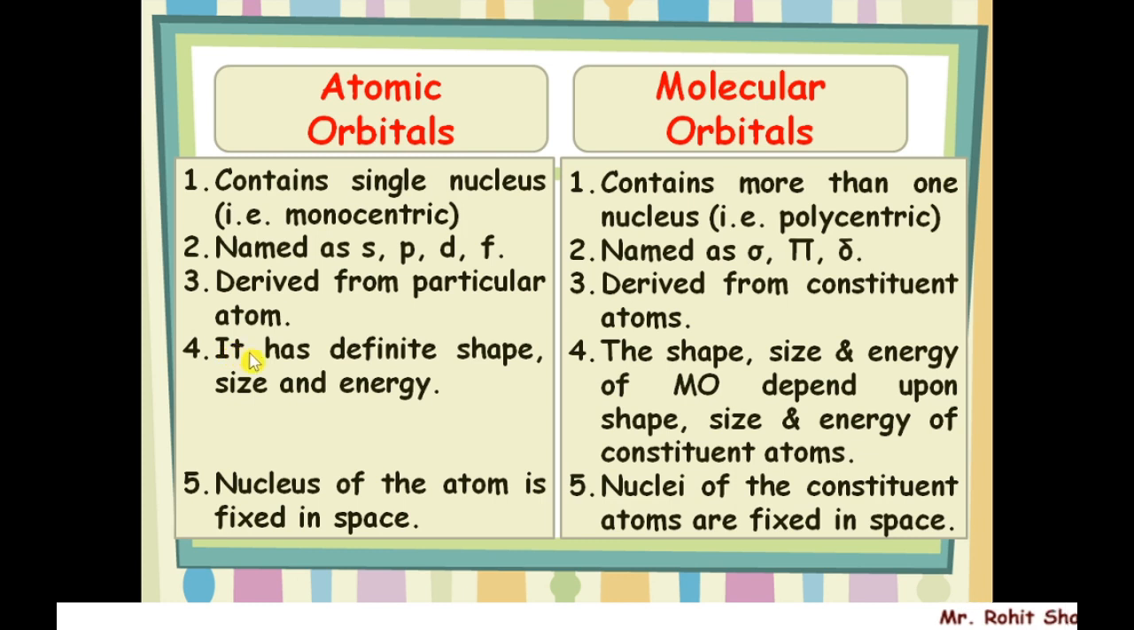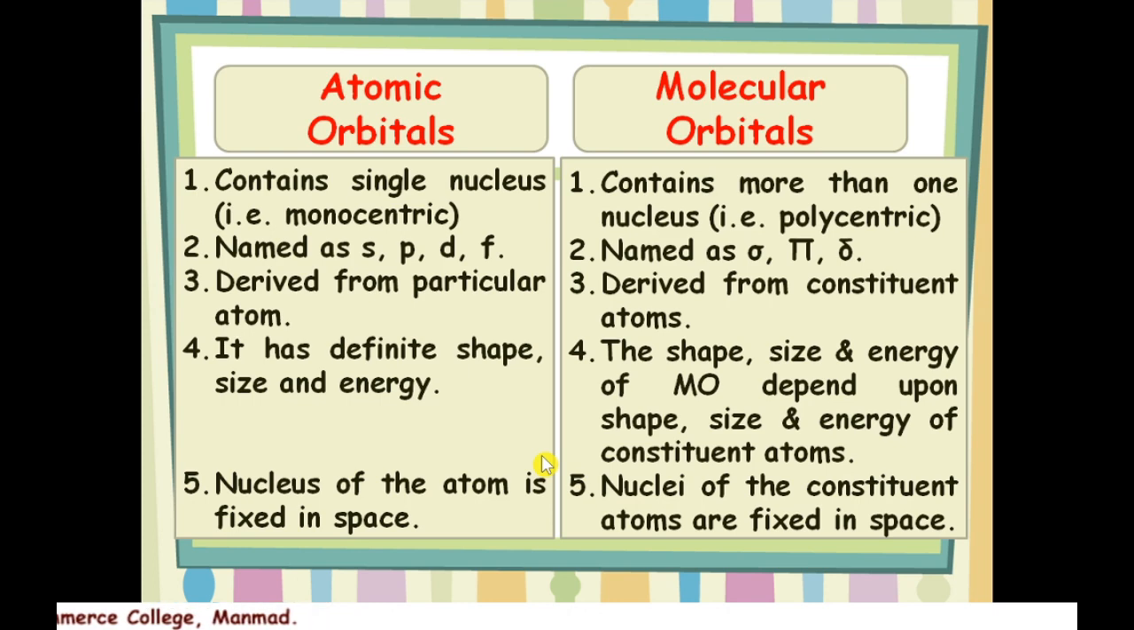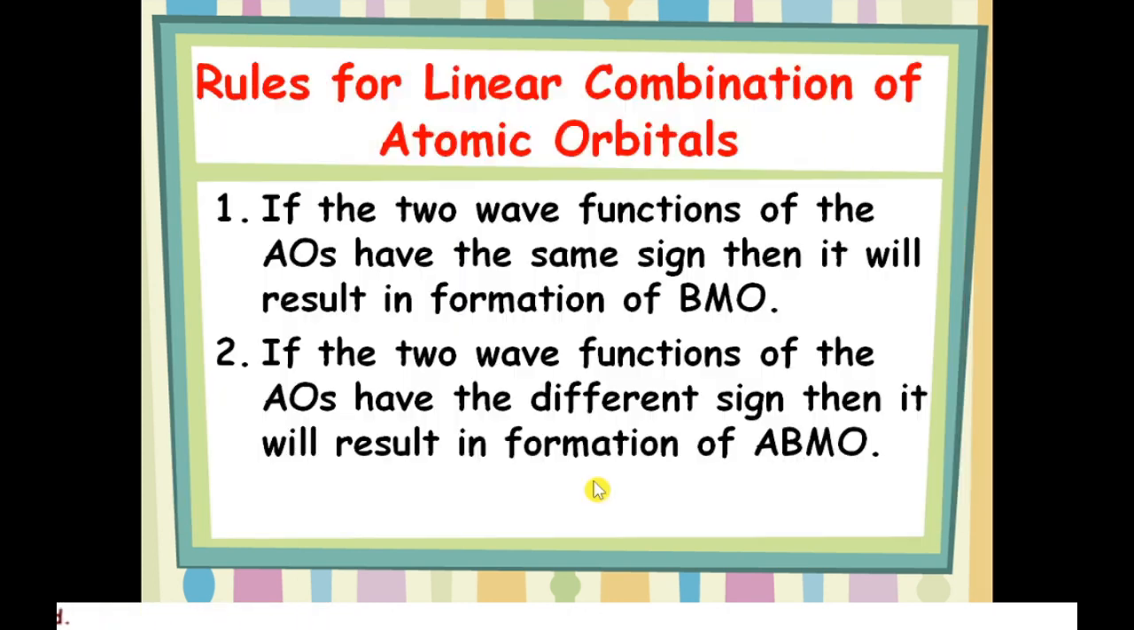Atomic orbital has definite shape, size and energy. The size, shape and energy of the molecular orbital depends upon the shape, size and energy of the constituent atoms. In atomic orbitals, the nucleus of the atom is fixed in space. In molecular orbital, the nuclei of the constituent atoms are fixed in space.